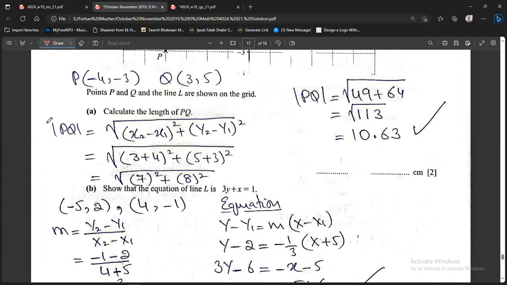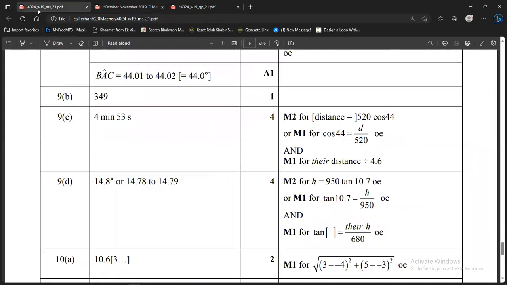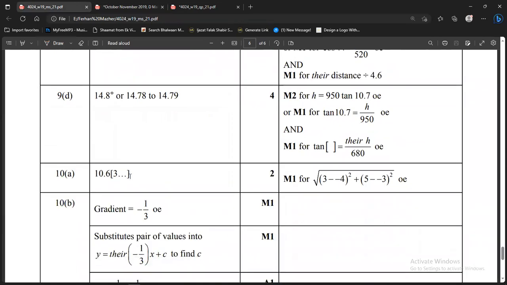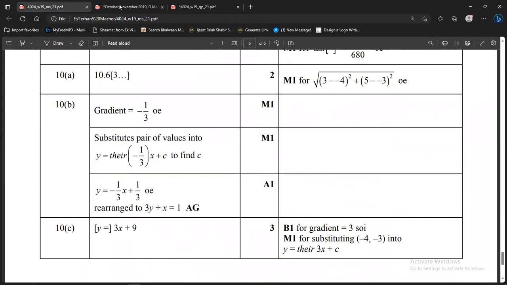So you will have (3 plus 4) whole squared plus (5 plus 3) whole squared, with the radical sign on all of it. So you will have 7 squared plus 8 squared under the radical. So it's 49 plus 64, and that is the square root of 113, which is 10.63. So the length PQ will be 10.6.